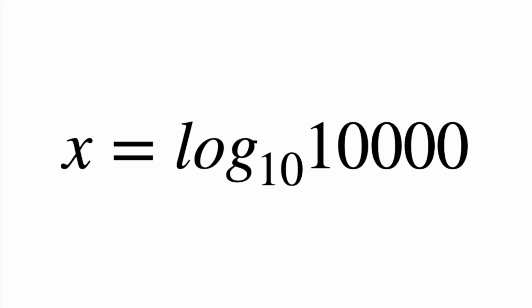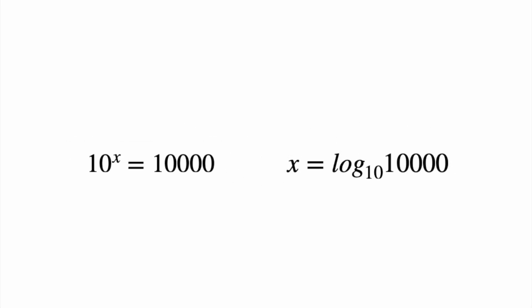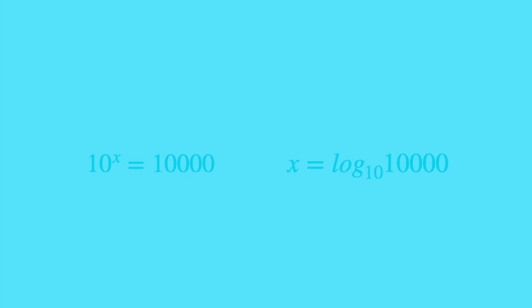Log, short for logarithm, is the word used to describe the exponent when it's by itself. In this case, you can look up log base 10 of 10,000 to get the answer. It's 4. Remember, these two very different looking equations mean the exact same thing. It's just that sometimes it's easier to see important information with one or the other, depending on the problem.